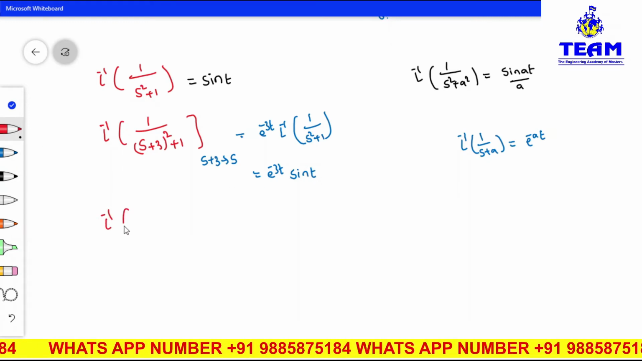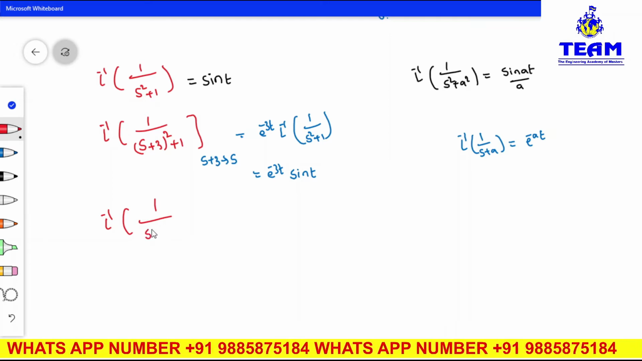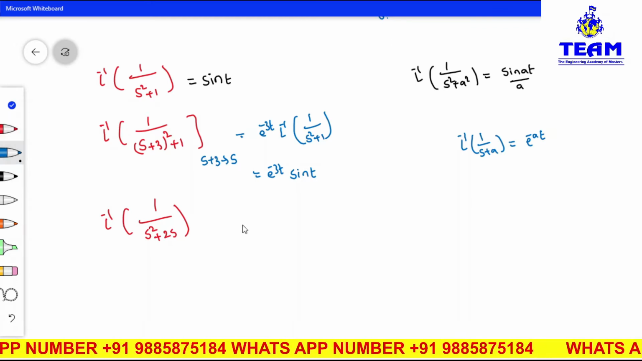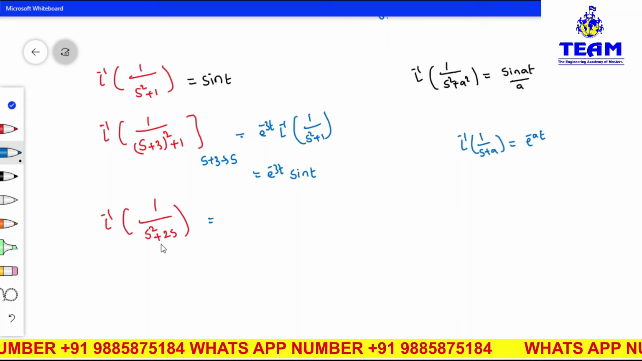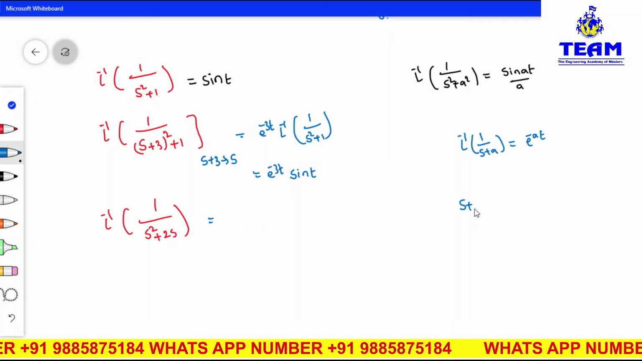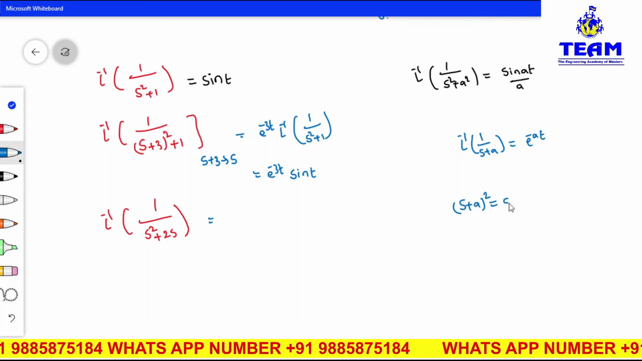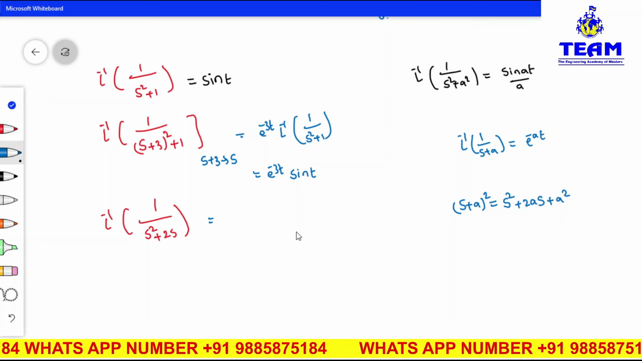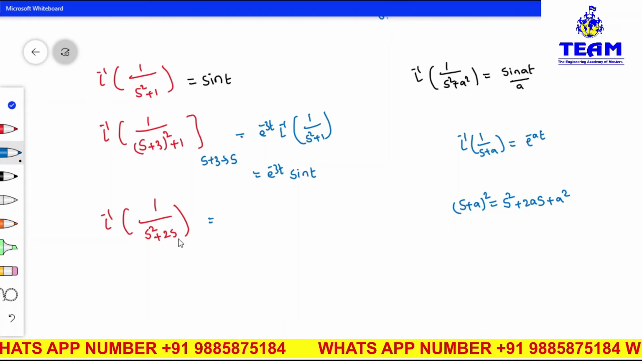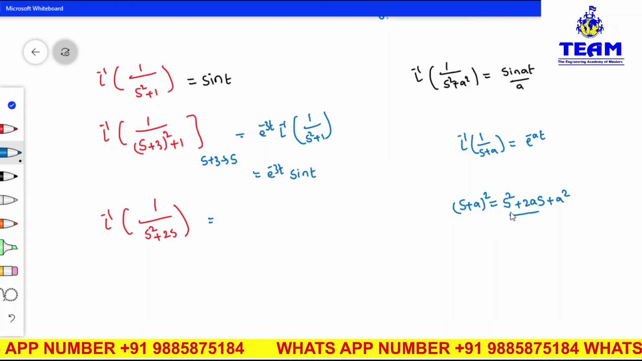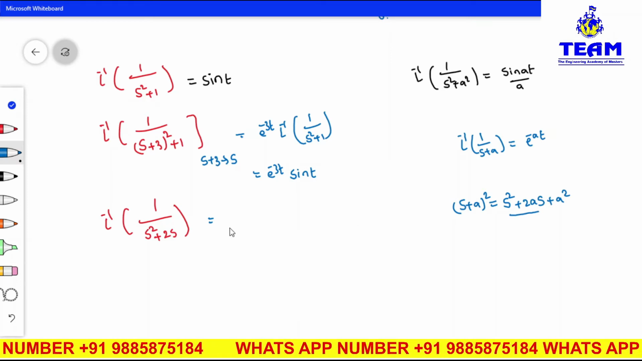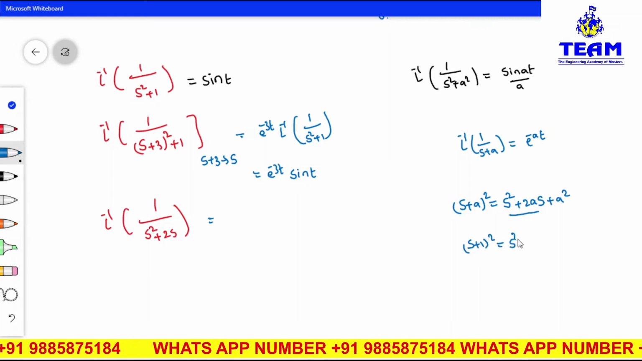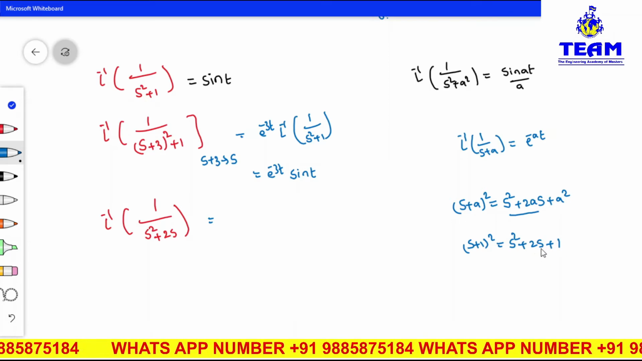Next, another problem. L inverse of 1 by, friends, sometimes they will give only s square plus 2s. S square plus 2s, they won't give anything else. In this case, what you have to do? Friends, you see, what is the formula for s plus a whole square? S plus a whole square is s square plus 2as plus a square. But in the denominator, what I have actually is s square plus 2s. So on the right side you have only the s square term and the s term. How can you express this? You see, friends, what is s plus 1 whole square? S plus 1 whole square is s square plus 2s plus 1. I have only this term.